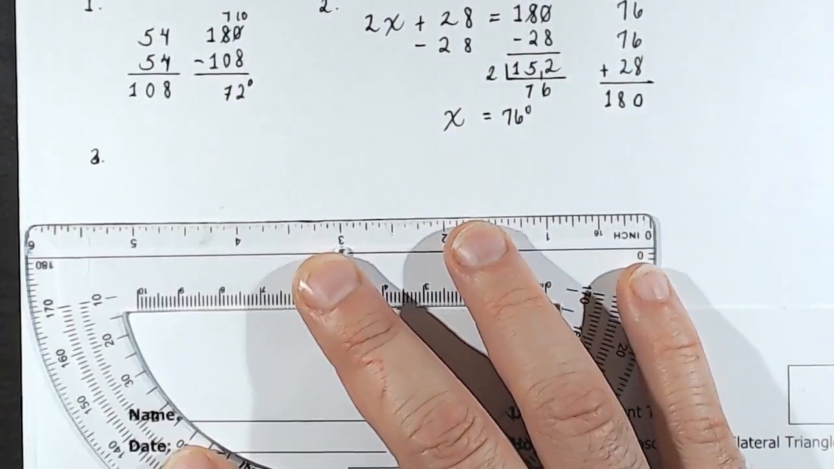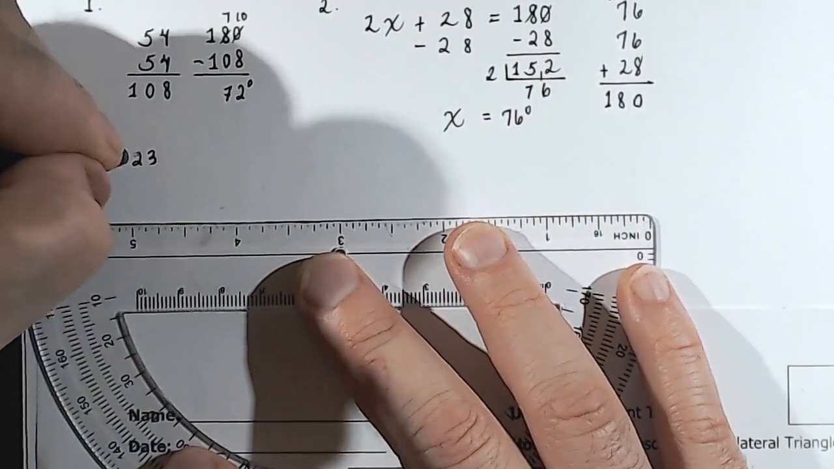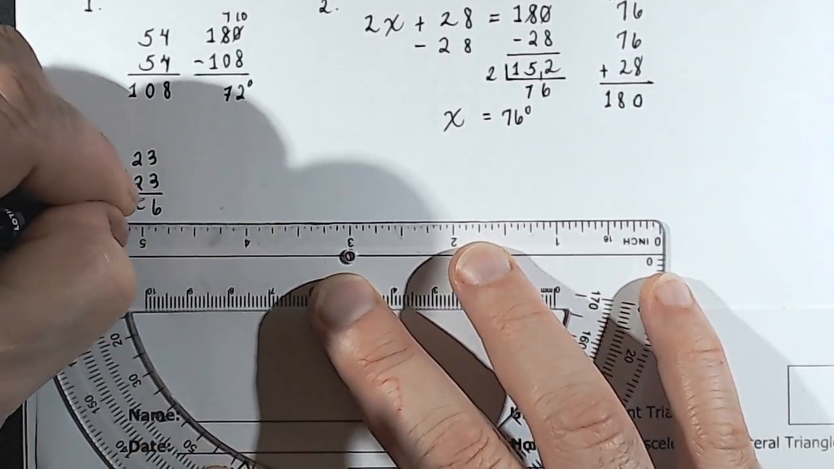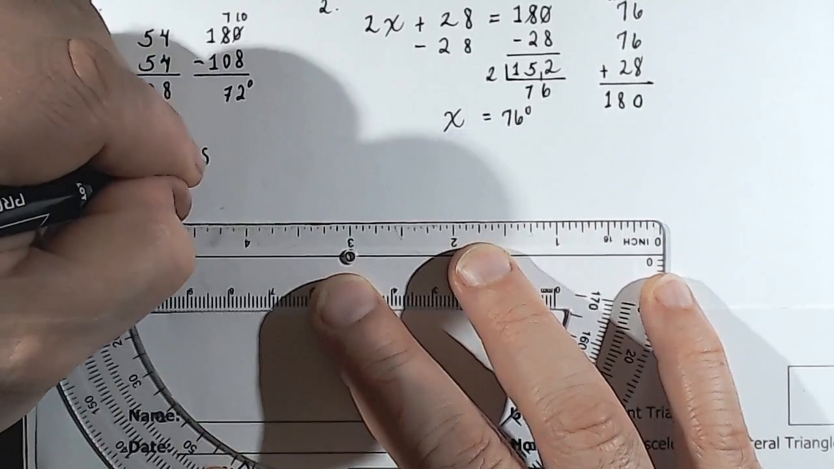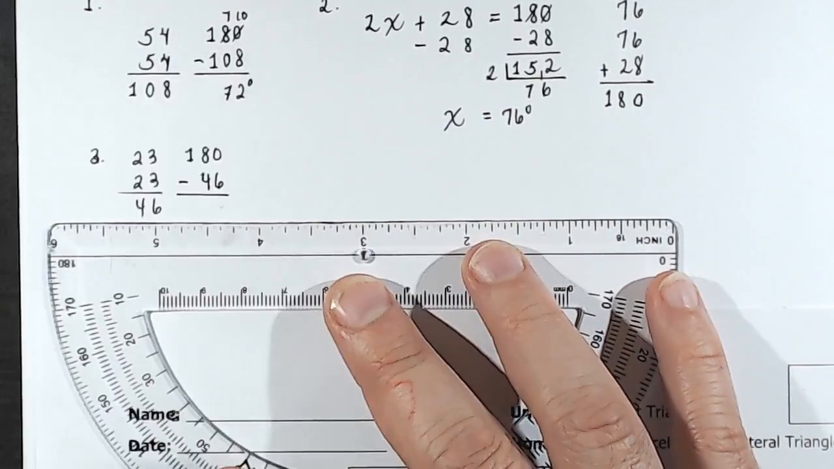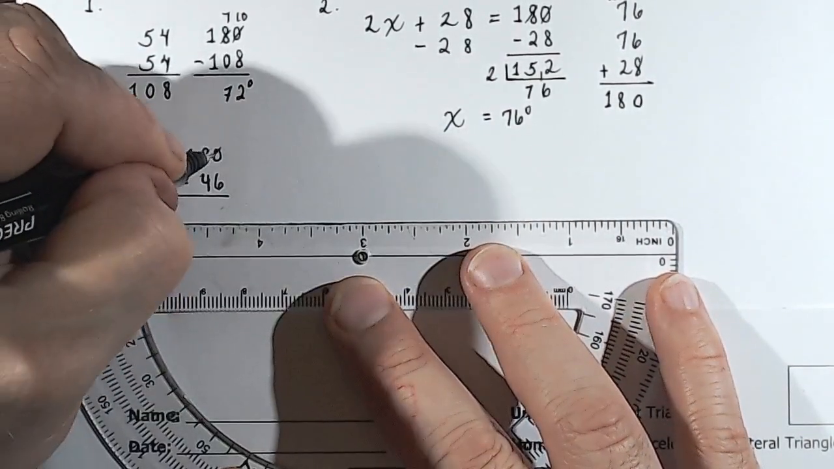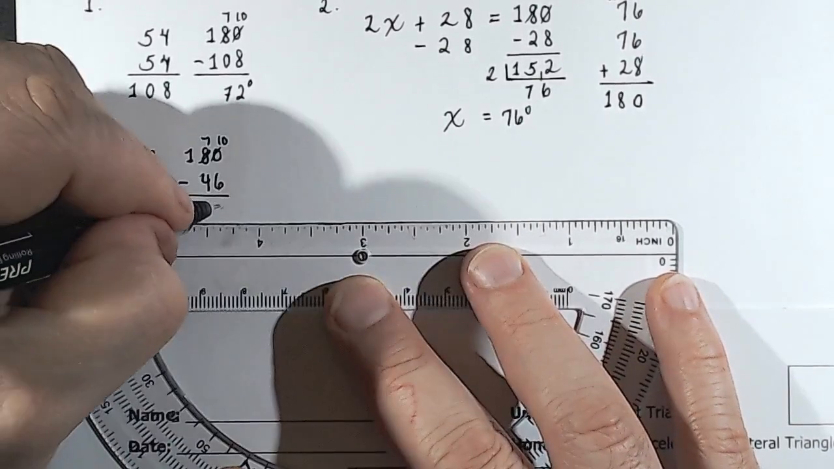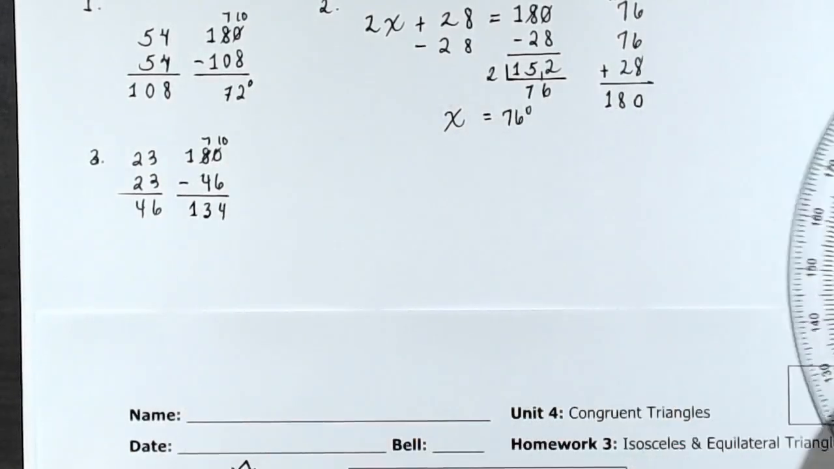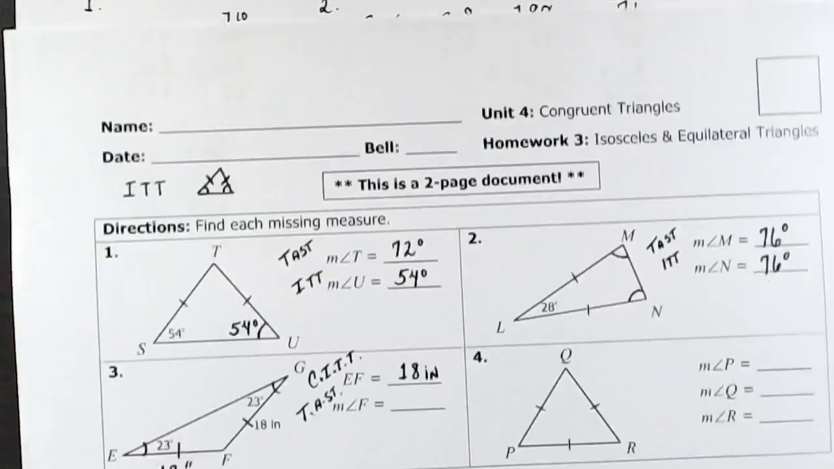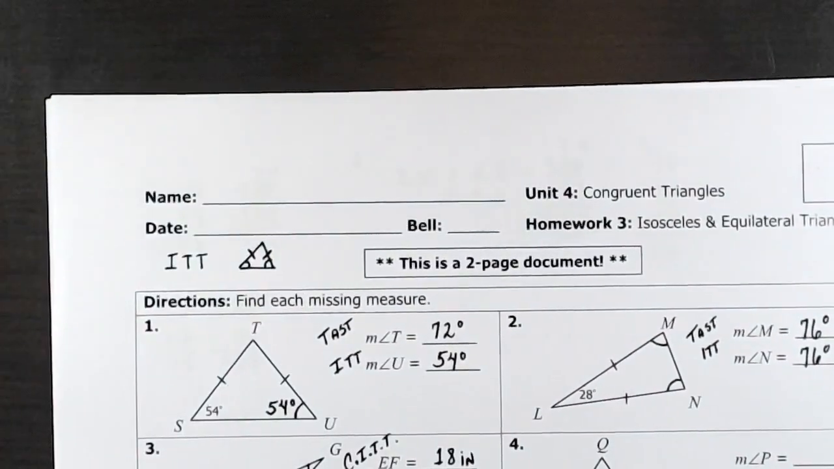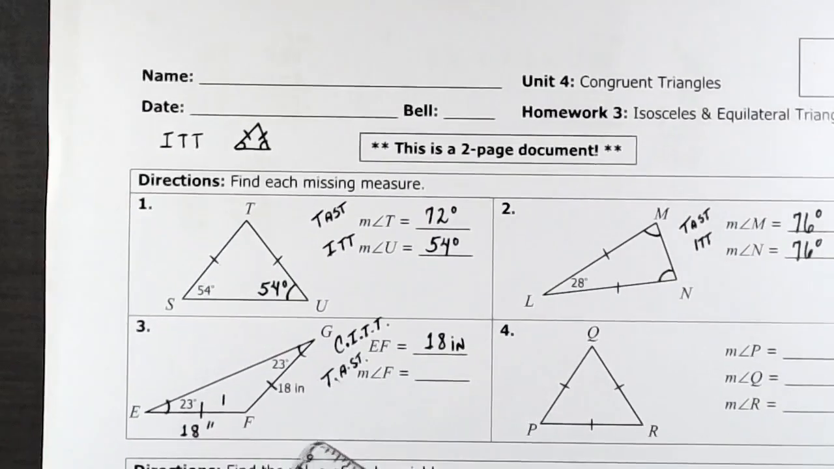So here's the side work for number 3. We have 23 and 23, and those add up to 46, and we subtract 46 from 180. And 6 from, we have to borrow. 6 from 10 is 4. 4 from 7 is 3, and we bring down the 1. Okay, so by the triangle angle sum theorem, we find the measure of angle F to be 134 degrees.